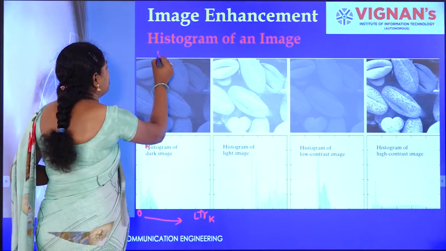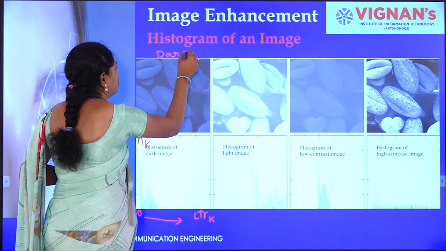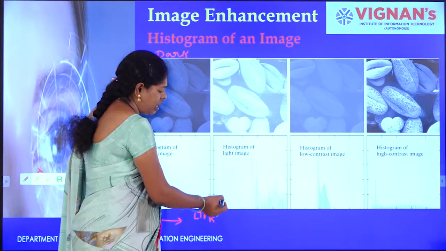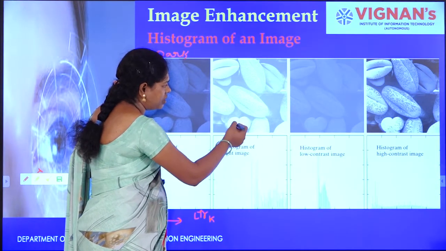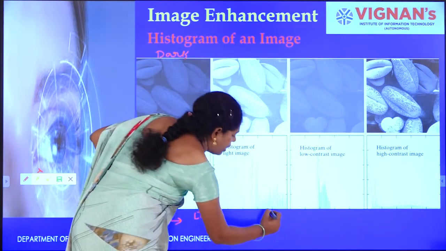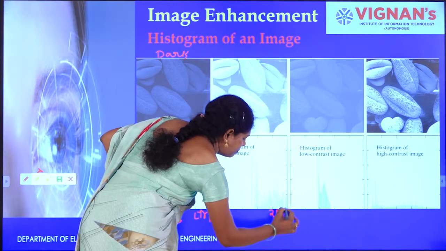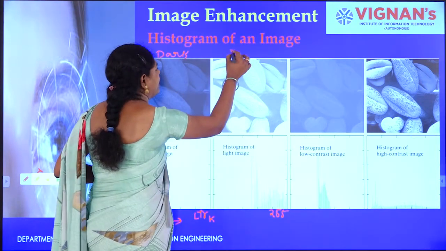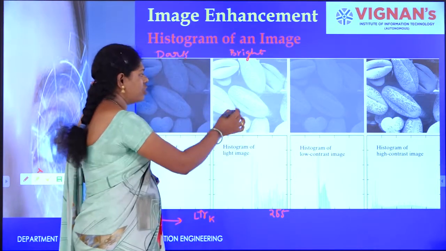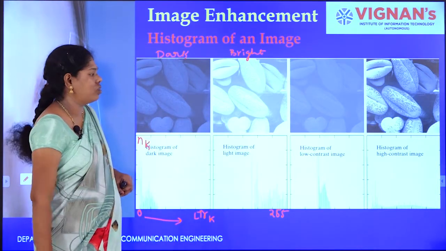Next, here it is a dark image. Coming to this, it is the brightest image, that is, all the pixels in the image are towards the maximum intensity value, that is 255. So here it is a bright image or light image. It is also not good, and the dark image is also not good.